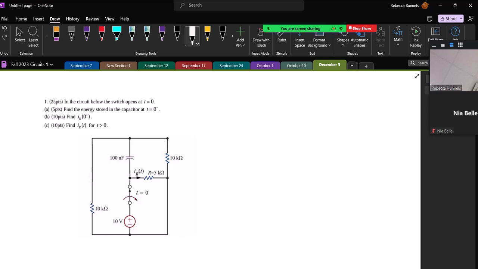At 0 minus, you will assume that the switch had been closed for a long time and that under DC, a capacitor acts like an open circuit. So for 0 minus, I'm going to draw what the circuit looks like at t equals 0 minus.